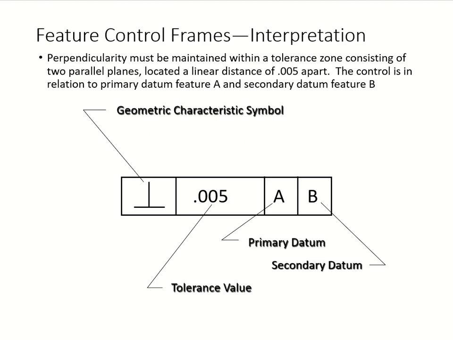All right, this one, you have two datums, A as the primary datum and B as the secondary datum. So this control again has a relation to the primary datum feature and also the secondary datum feature. Your tolerance again is 0.005, so that's a linear distance they're apart from each other. Here you're dealing with perpendicularity, because see this symbol. Try to get these symbols in your brain for now. If you don't get it, just use a sheet, write that down, and eventually you will get it.